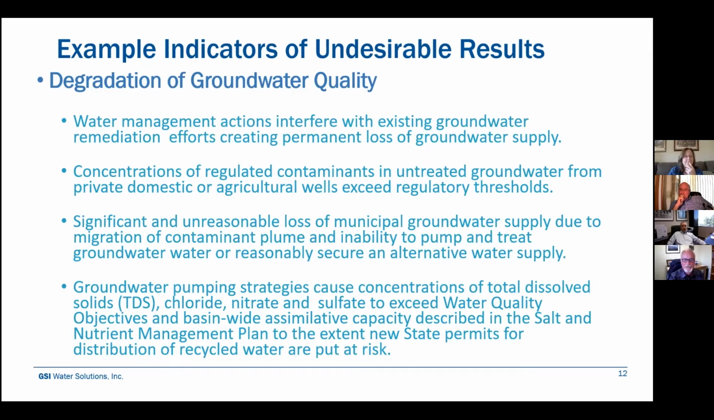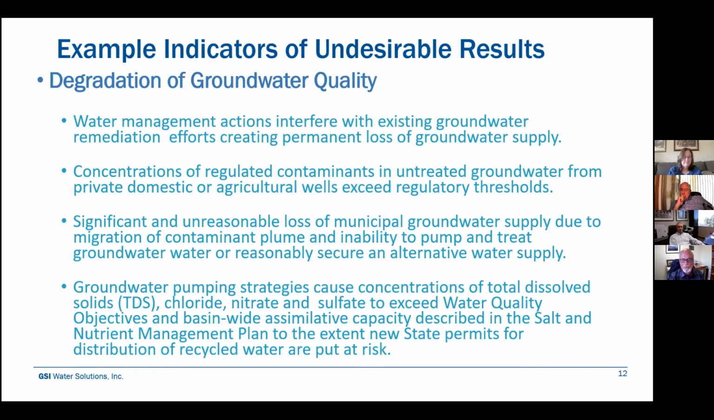Undesirable result for groundwater quality is a little more involved because we have different standards that we're concerned about and different beneficial uses. So water management actions, those put forth by the GSA, that interfere with existing groundwater remediation efforts that could create a permanent loss of groundwater supply or impact of existing plume is a concern. Concentrations of regulated constituents in untreated groundwater from private wells or domestic wells, agricultural wells exceed regulatory thresholds, whether they be basin plan standards or thresholds that are presented in the salt nutrient management plan. Significant and unreasonable loss of municipal supplies due to migration of contaminant plumes and an inability to pump and treat groundwater or reasonably secure an alternative water supply. That's an undesirable result for that beneficial use.